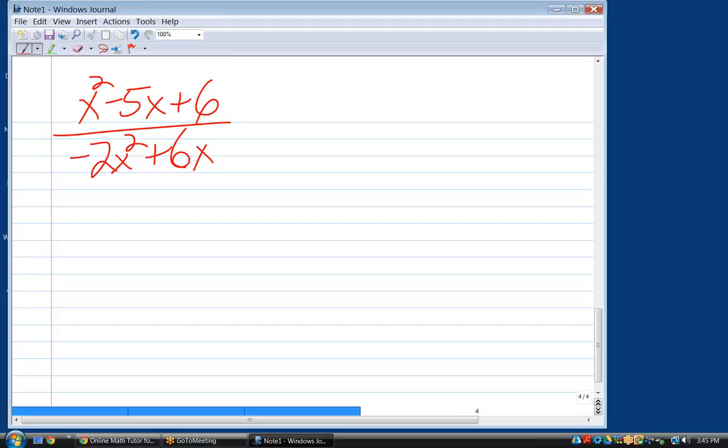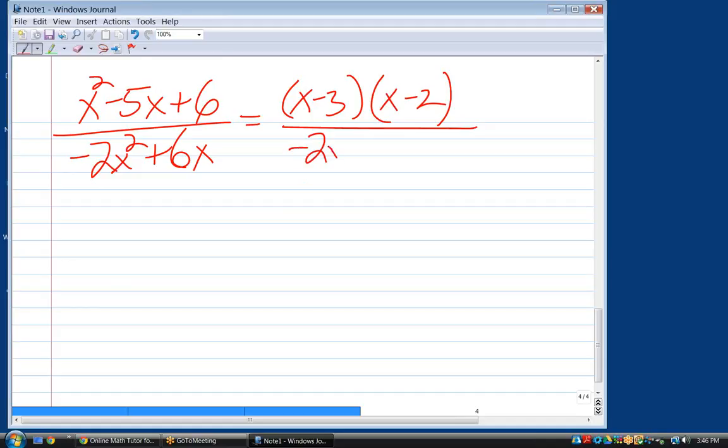Okay. These kind of problems, usually you want to factor them to figure them out. So, how can I factor the numerator? X minus 3, x minus 2. How about the denominator? We'd have to pull out a 2 first, wouldn't we? Let's pull out a 2x. In other words, if we're going to factor the denominator, let's make sure we pull out the greatest common factor. What's left behind? What's the rest of it? Plus 3. Minus 3.